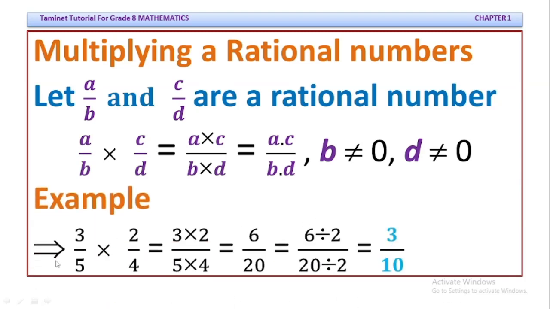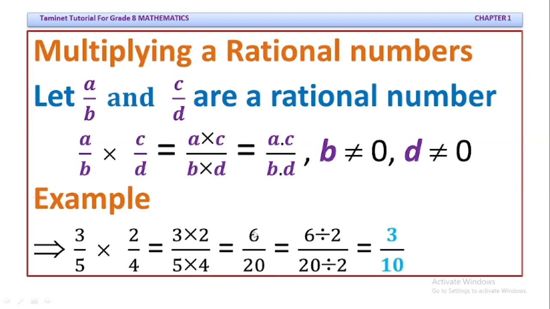Example: find the product of 3 over 5 and 2 over 4. According to the rule, the two rational numbers have numerators and denominators, so we multiply the numerators and the denominators. The numerator is 3 times 2, which is 6, and the denominator is 5 times 4, which is 20.